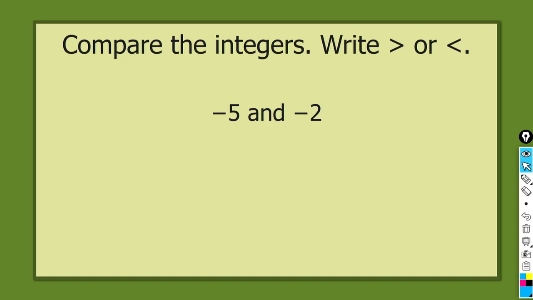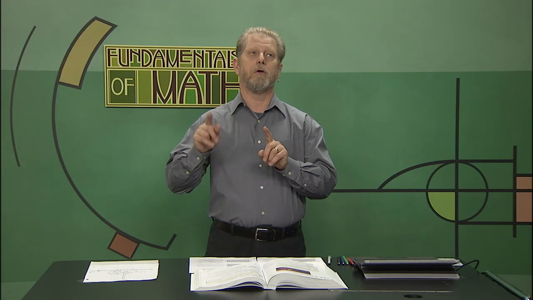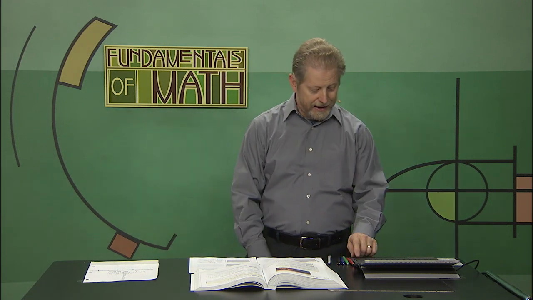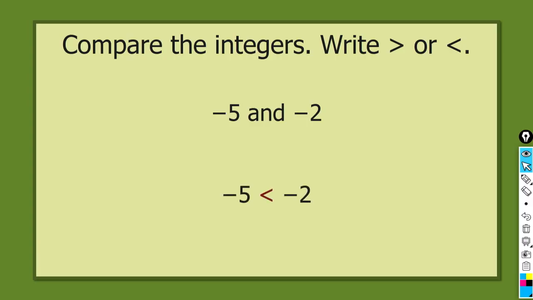Negative 5 and negative 2. The 5 is further to the left. The negative 5 is less than negative 2.